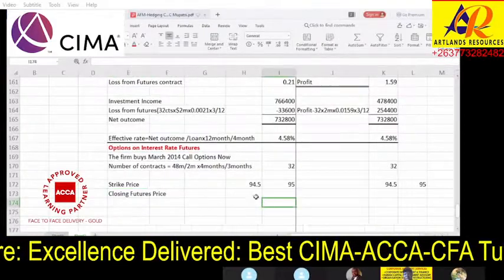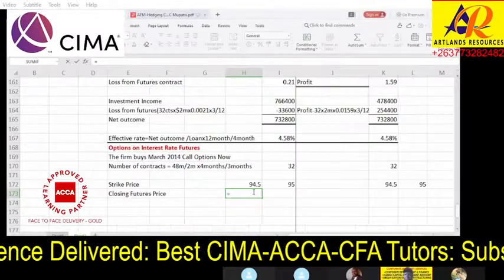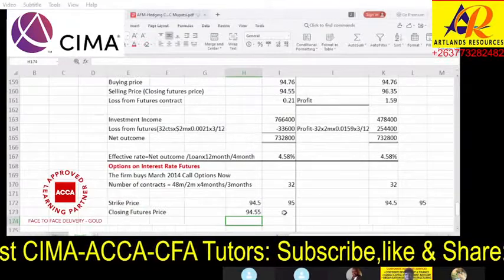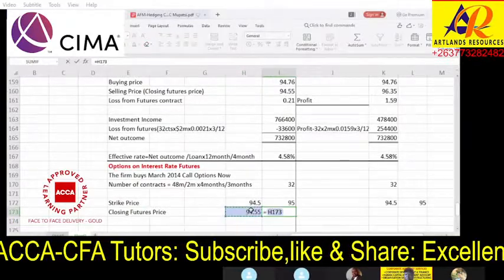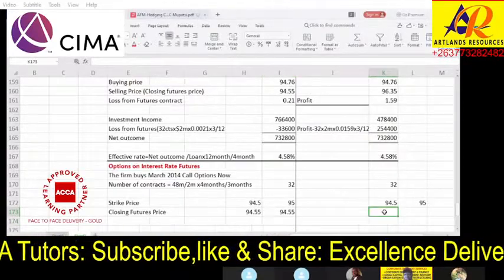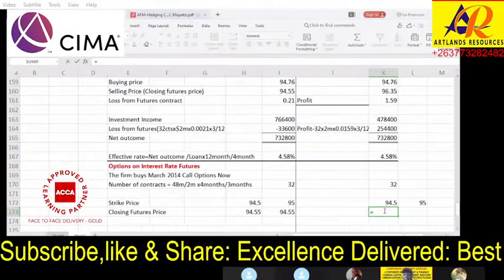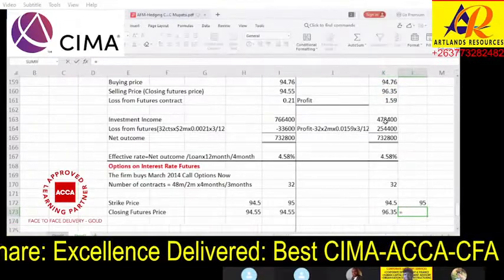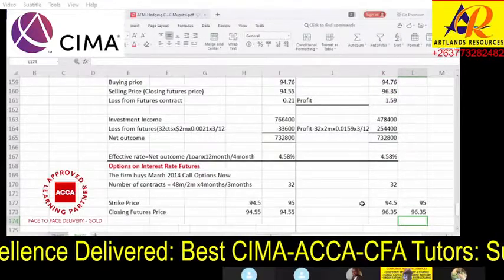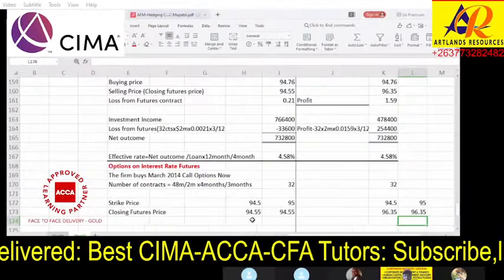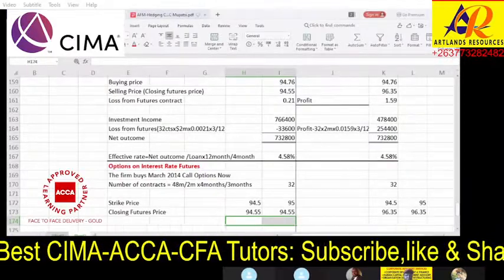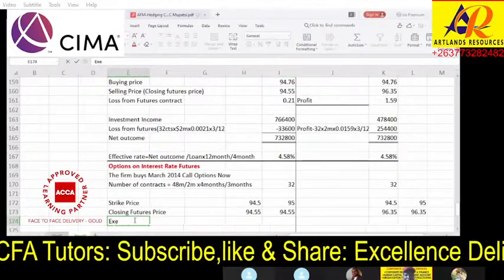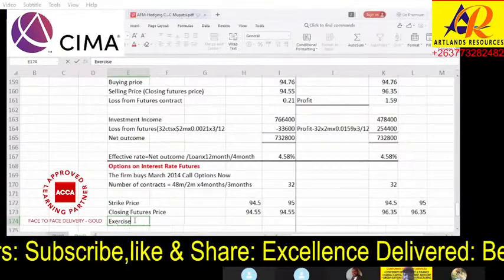Now, the closing futures price is the price we have calculated above, which we calculated to be 94.55. That's your closing futures price, which is the same. Then on the other end, we calculated the closing futures price to be 96.35. So there you go, 96.35 and 96.35. Now pay attention on this one. What I'm asking myself is, do I have to exercise this option?